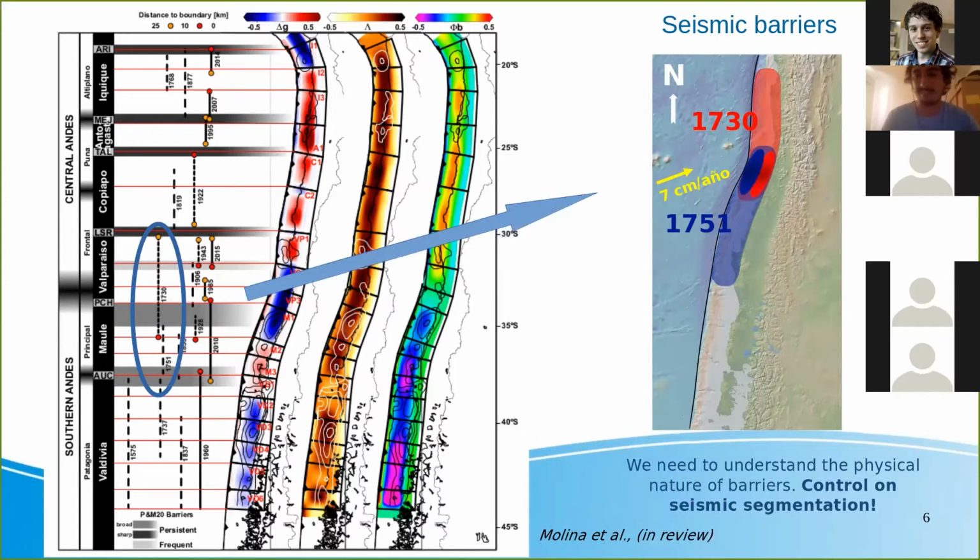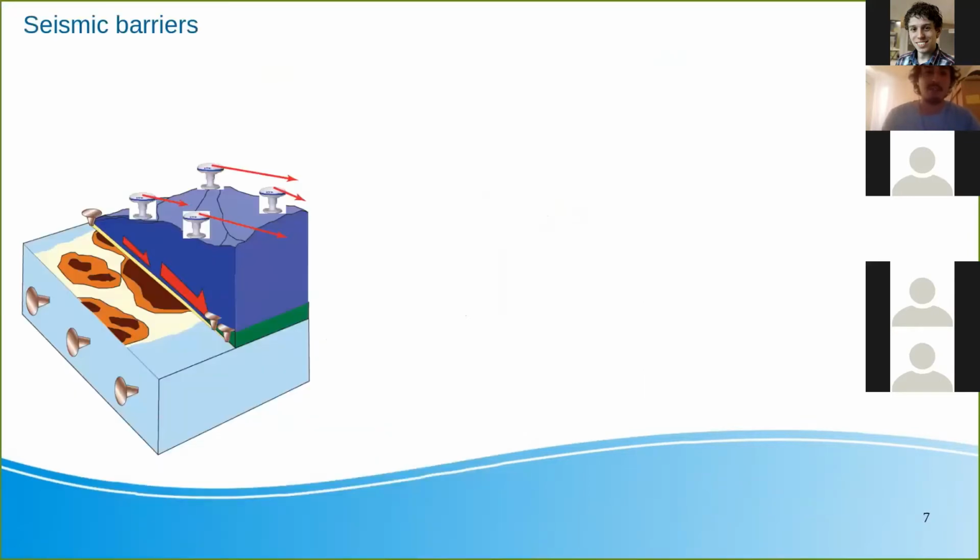So a brief understanding that we have here is that maybe the two earthquakes overlap along strike, but along dip there is a small variation. So maybe the 1730 earthquake ruptured just the down-dip part of the seismogenic zone, while the 1751 broke just the upper or up-dip zone. So seismic barriers, as I said, are zones where earthquakes usually tend to stop.